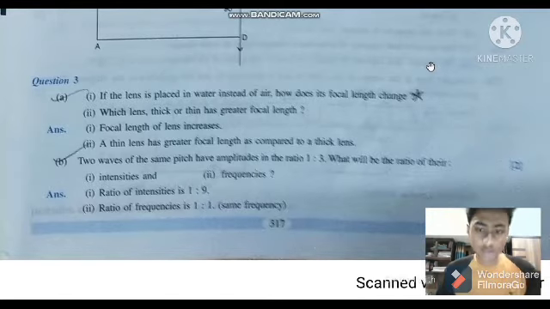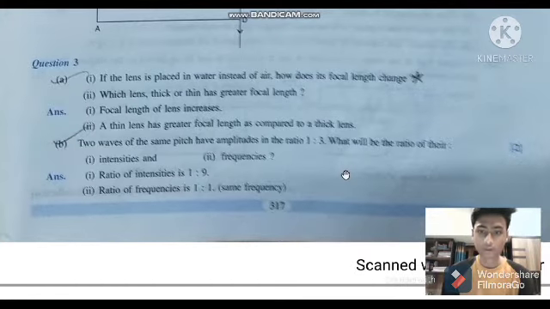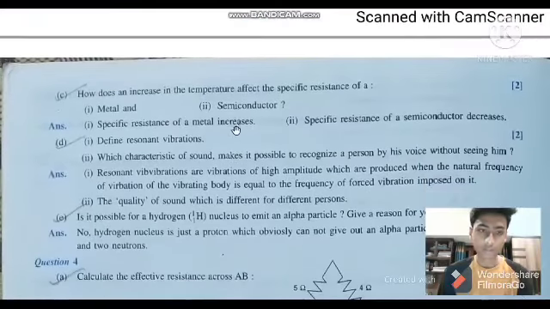Next question states, two waves of same pitch have got the amplitude in the ratio 1:3. What will be the ratio of their intensities? Obviously we know that intensity is proportional to the square of amplitude, so ultimately the ratio is going to be 1:9. Next question, frequencies. We know that frequency is dependent upon the source and does not change until and unless you change the source. So the ratio of frequencies is going to remain 1:1.